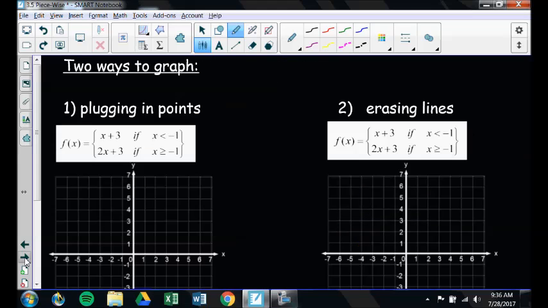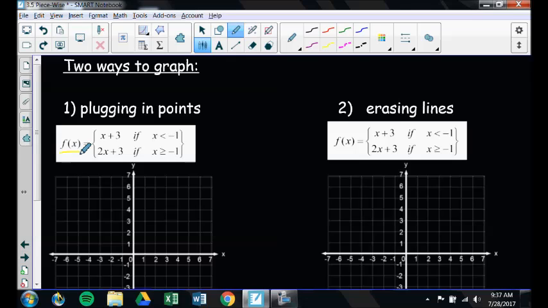And I'm going to show you two different ways to graph these. One of them is by plugging in points, one of them is by erasing lines. You graph the whole line, then erase part of it. You're going to probably find the best way to do this is a combination of these two, but I'll show them both separately, and if you get a feel for one, try and stick with that one.